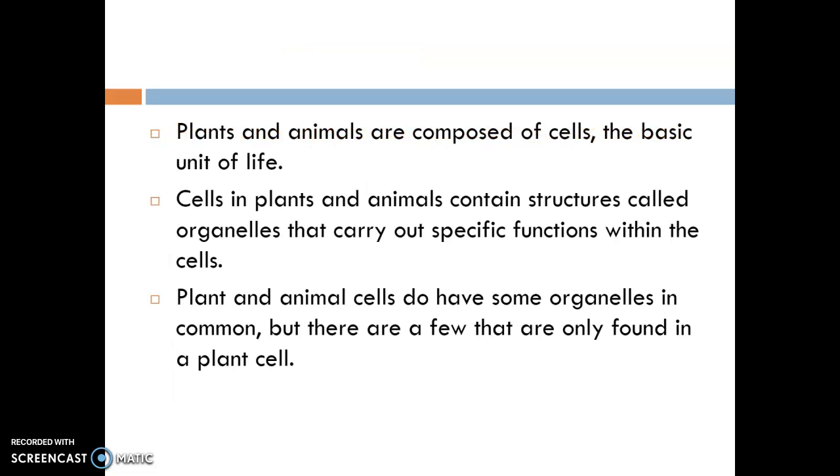So plants and animals are composed of cells, the basic unit of life. We've talked about this already, guys. We know that cells make up every living thing. Cells in plants and animals contain structures called organelles that carry out specific functions within the cell. Plant and animal cells do have some organelles in common, but there are a few that are only found in a plant cell, and that goes into the 2 that we've talked about, guys. I would definitely go back and look at any notes you have on the different organelles and compare those lists between the plant and animal cells because there are some differences.